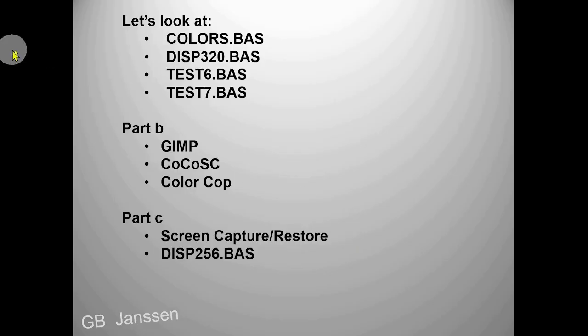Okay, we're back. We just looked at all the various programs that are on the disk. That's going to be the end of this part. We have part B. All those things we talked about earlier about the GIMP and CoCoSC and Color Cop, we didn't talk about what we'll do with Color Cop. To make this part A a little bit shorter, we'll do these in part B. So look for part B, and then some other time we'll do part C, and we'll do screen captures and restore and look at some other images.